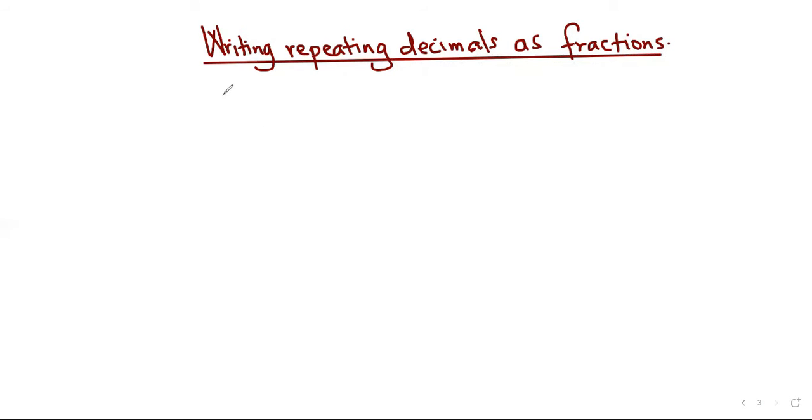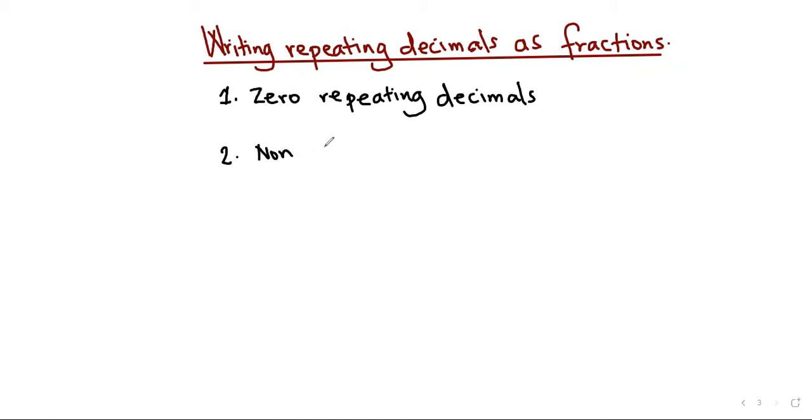Two types. Number one, we have zero repeating decimals. Zero repeating decimals, and then we have non-zero repeating decimals.